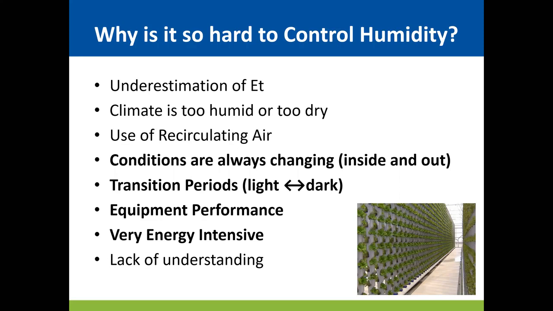The climate is too humid or too dry, making it hard to use ventilation. We use recirculating air, which, if we don't have proper dehumidification, the moisture just builds and builds and builds and builds until it starts raining inside our grow facility.